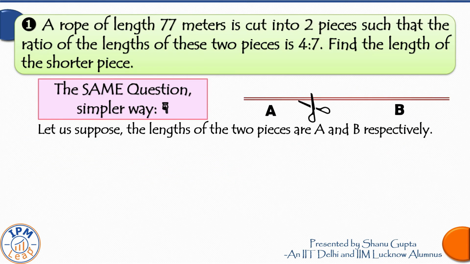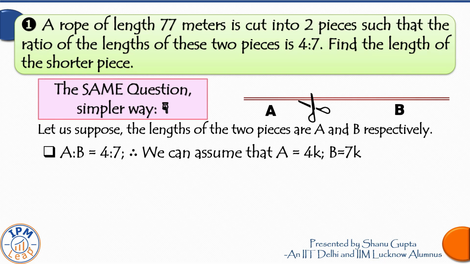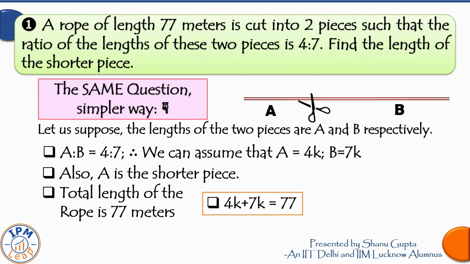Okay, so did you realize this is the same question? And let us solve it now using a simpler approach. The ratio of lengths of the two pieces is given to be 4:7. Using this ratio, we can assume their lengths as 4K and 7K. Also, clearly, A is the shorter piece. The question says that the total length of the rope is 77 meters. So 4K plus 7K is equal to 77. 11K is equal to 77. Therefore, K is equal to 7.